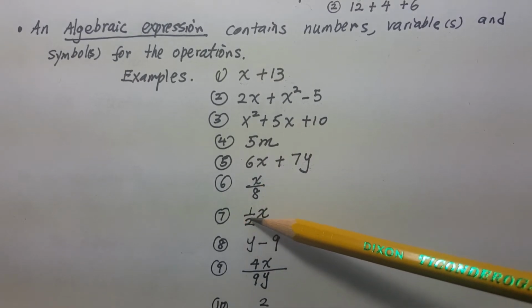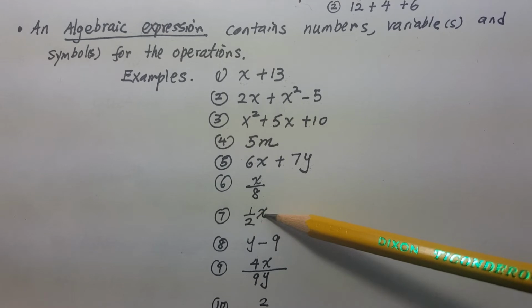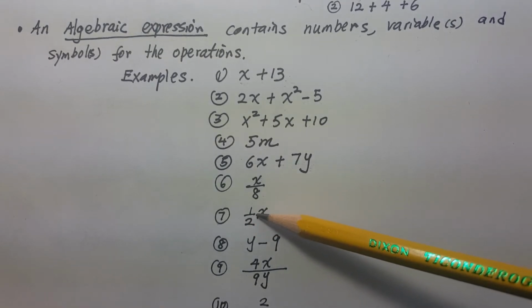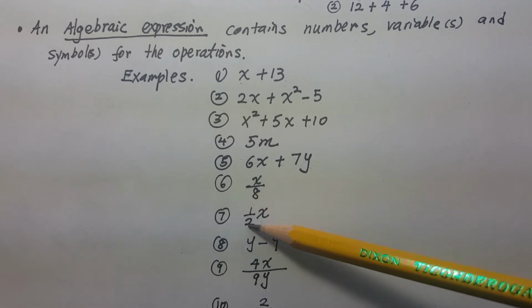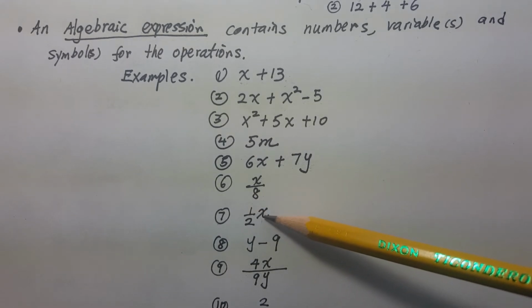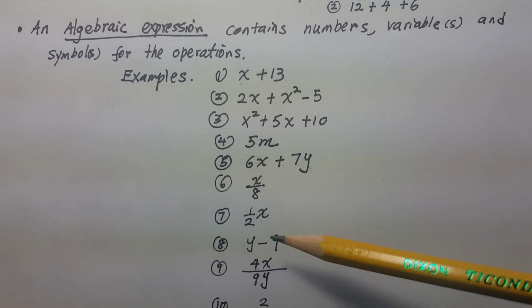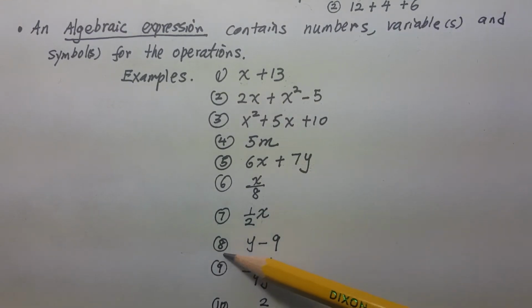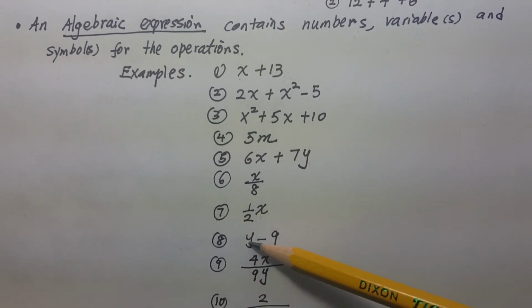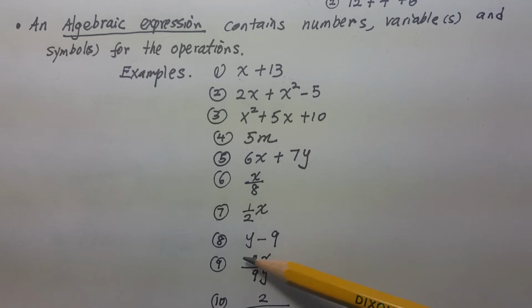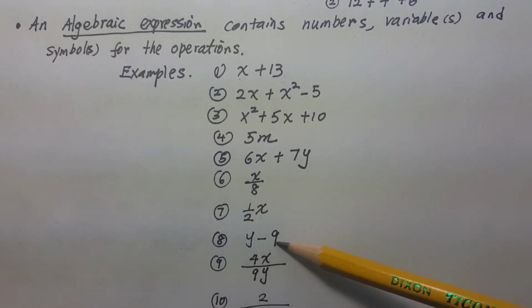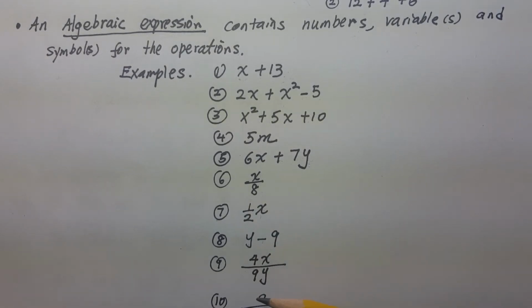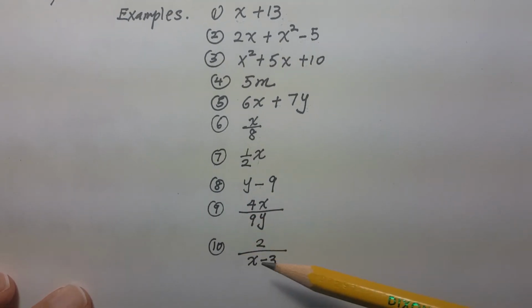Number 7, 1/2 of x. We have a number, and we have a variable. 1/2 x means 1/2 is times the x. 1/2 multiply x. Now we have number 8, y minus 9. We have a variable, we have number 9, we have subtraction.